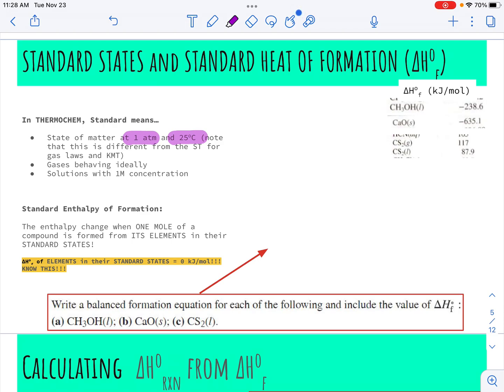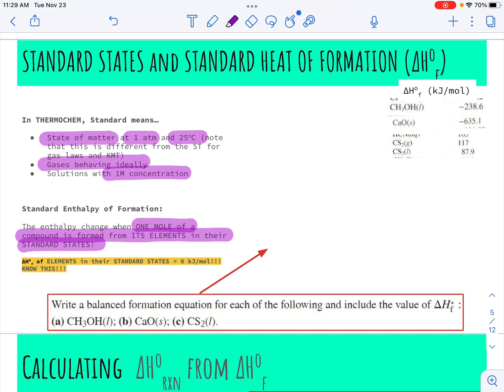We also need to know that in standard, we're talking about gases that are behaving ideally, and we're talking about solutions that are 1 molar in concentration, and we're talking about substances being in the state of matter that they should be at 1 atmosphere and 25 degrees Celsius. Okay, standard enthalpy of formation is a definition of a substance. So it's basically telling us the change in heat required or given off, either absorbed or given off, when 1 mole of a compound is formed from its elements in their standard states. This is a really important definition.